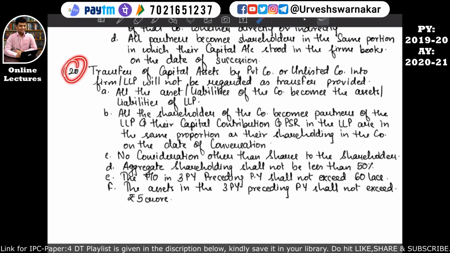Okay, so now let's understand point number 20. What does point number 20 say? Transfer of a capital asset by a private limited company or an unlisted company. In simple words, if a private limited company or an unlisted company is getting converted into a firm or LLP, then it will not be considered as transfer.